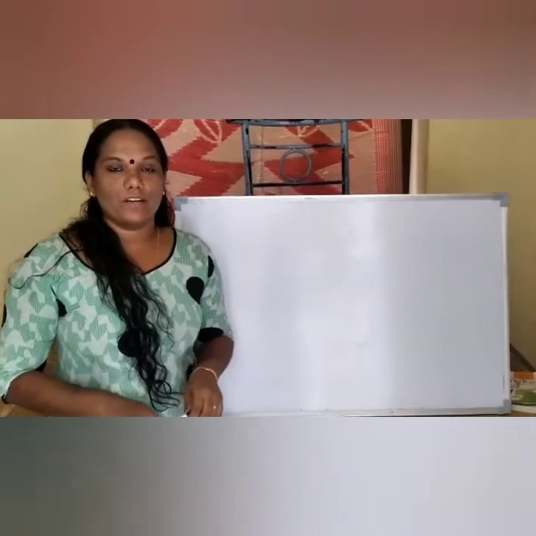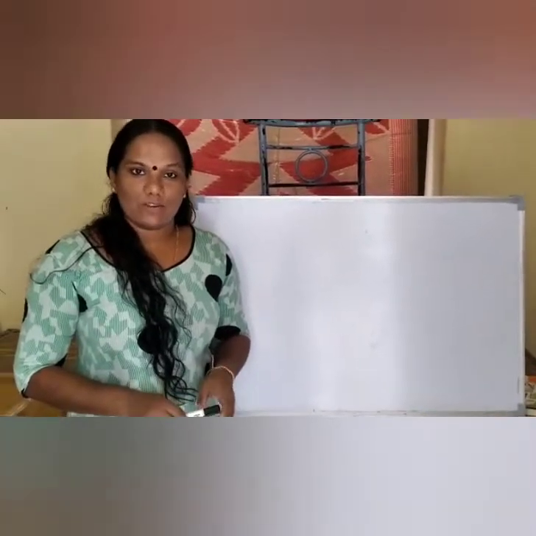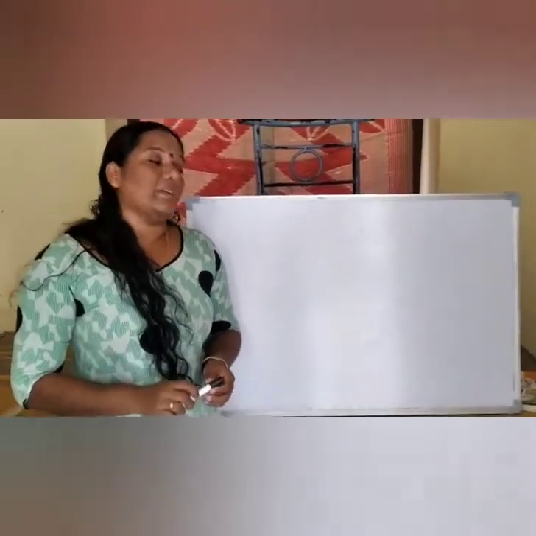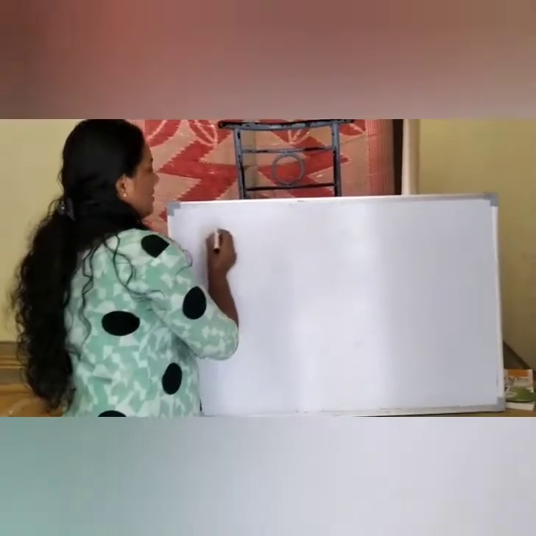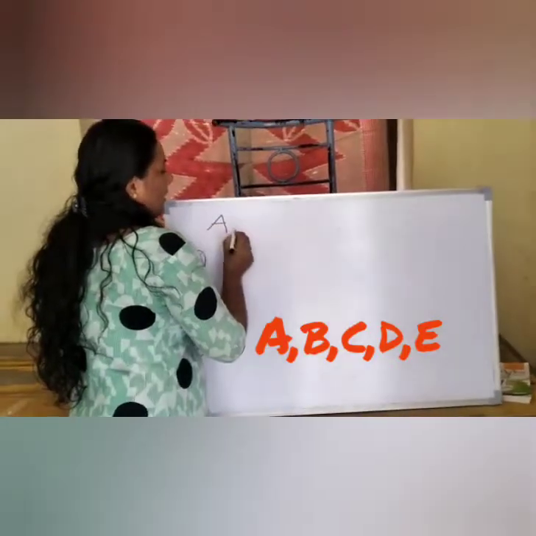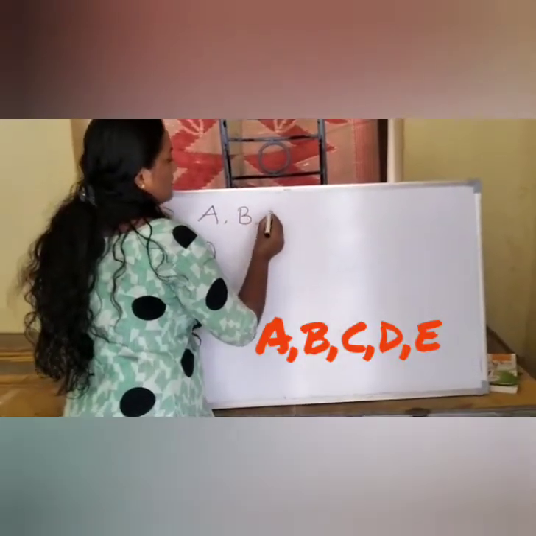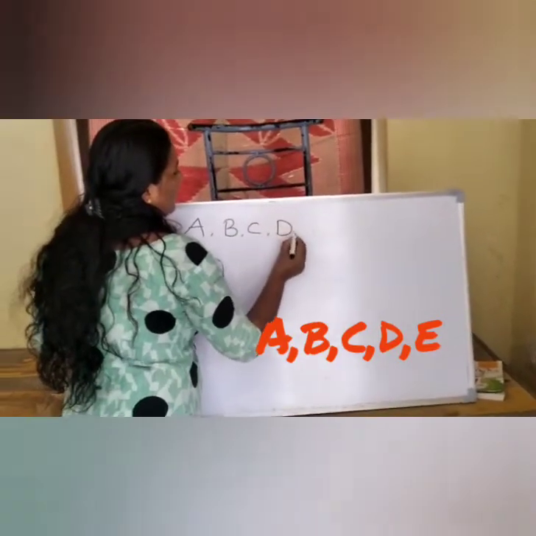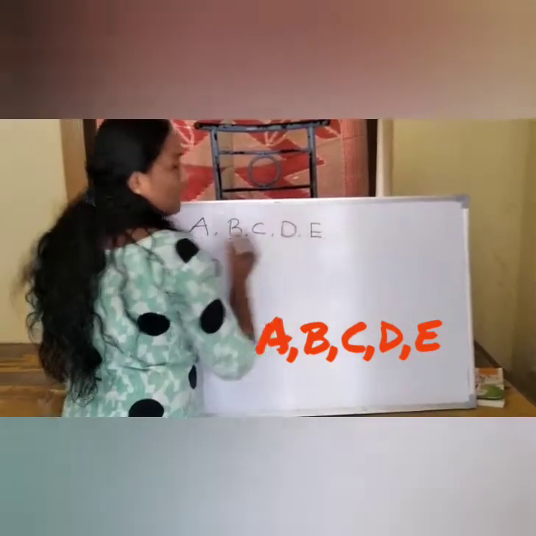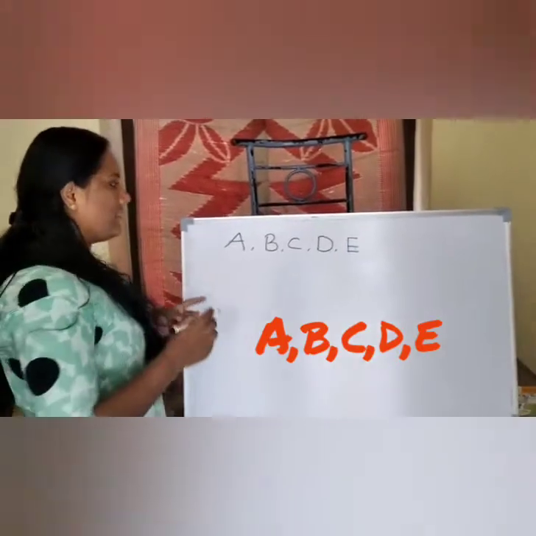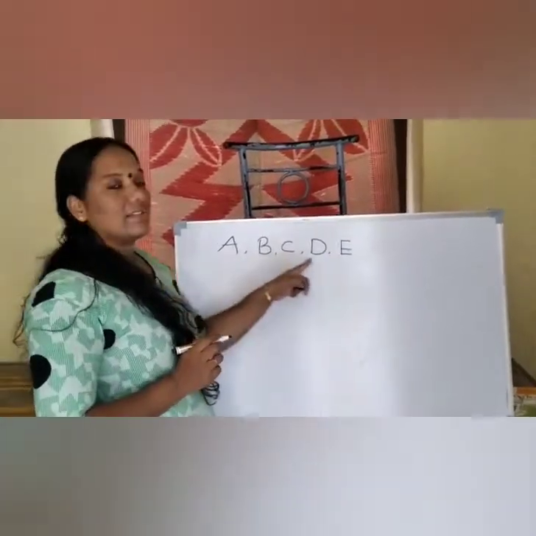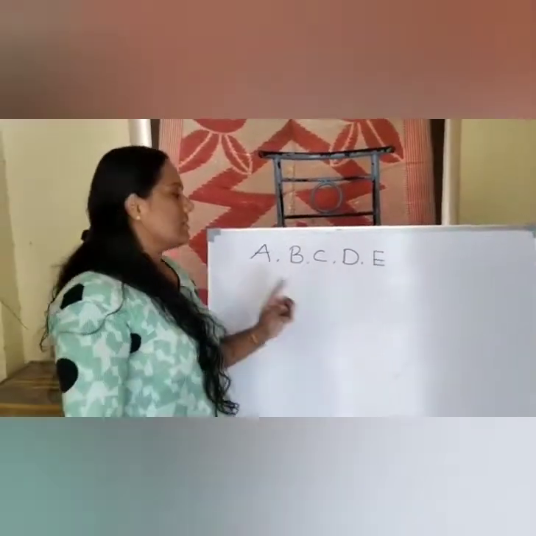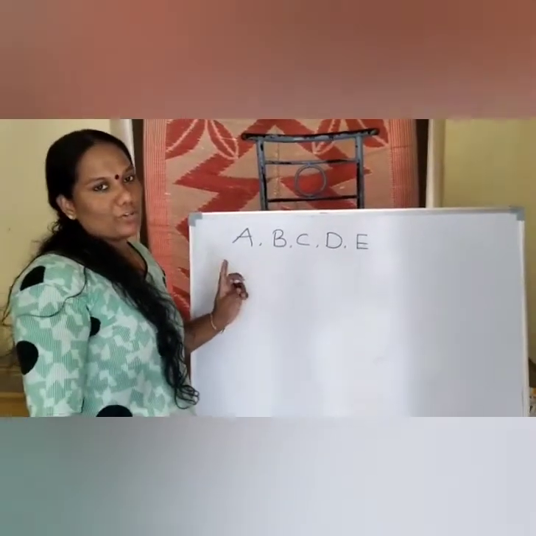Going to discuss about English alphabets. Okay. Previous day we studied about A, B, C, D and E. Okay children, five letters we already finished. So the remaining letters we are going to study today.